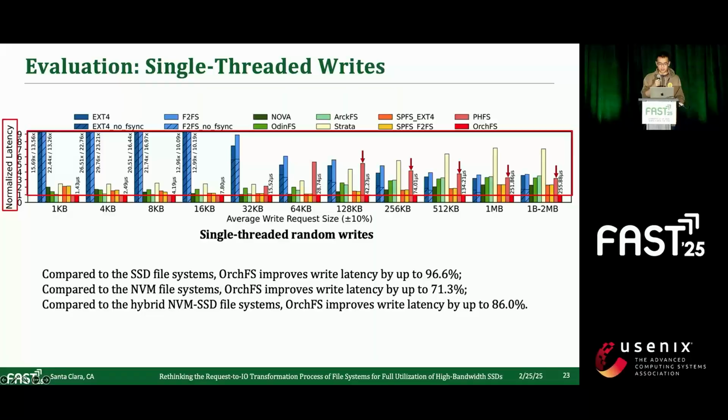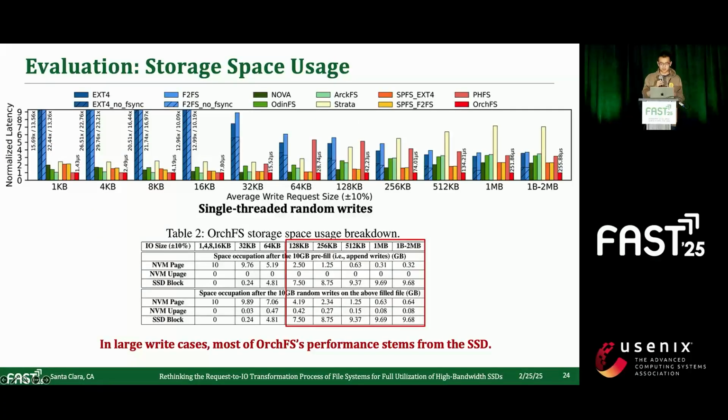First, let's examine the single-threaded random write performance. This graph shows the average write latency. Compared to the 3 categories of file system, ORCFS consistently shows significant advantages. And let's further verify the source of ORCFS performance.